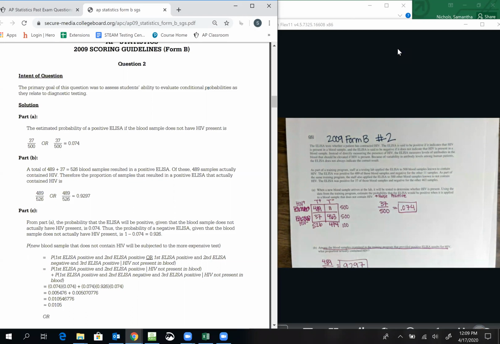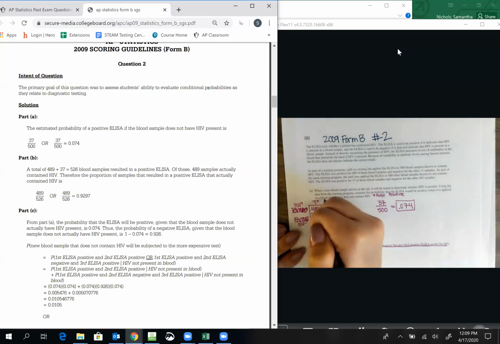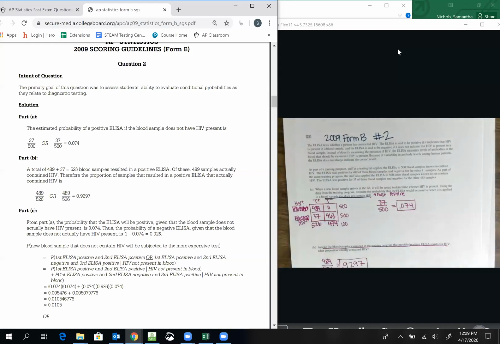When a new blood sample arrives at the lab, it will be tested to determine whether HIV is present. Use the data from the training program. Estimate the probability the ELISA will be positive when it is applied to a blood sample that does not contain HIV. So that's a conditional probability. We know the blood sample does not contain HIV, so we're only going to look at the ones that don't contain HIV, and we want to know the probability they get a positive test.